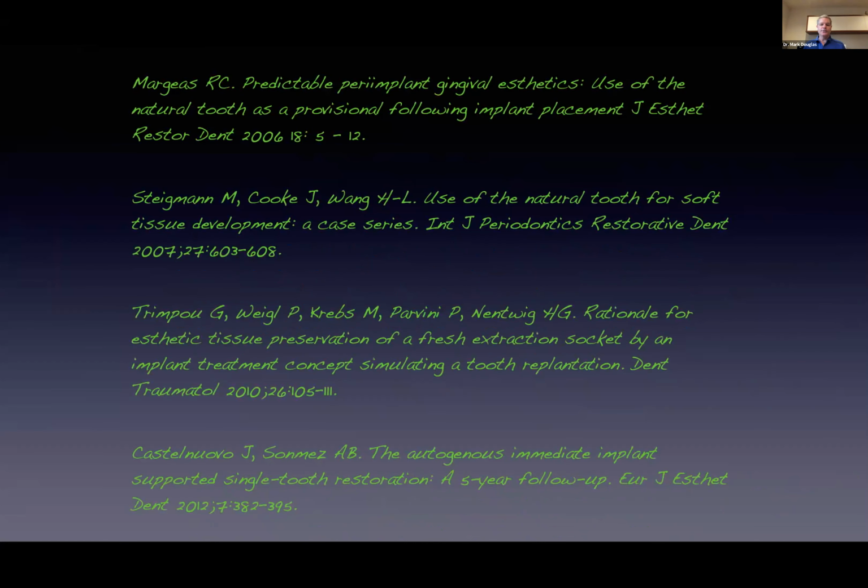These are the 4 studies that were published on this, and they were all done at about the same time. They all started about the same time. They just all had different follow-up periods. That's why they all have different dates of publication. Margis published in 2006. Steigmann did it in 2017. Trimpou had a longer follow-up at 2010, and there was a 5-year follow-up in 2012 with Castellanuovo.